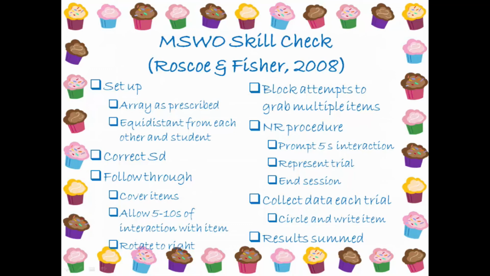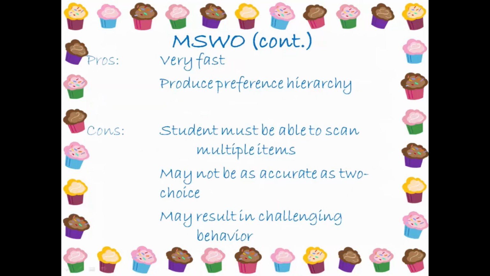For each trial, you'll collect data by circling the item and writing its name down. At the end, you sum your results to find your preference hierarchy. Just like with the other assessments, there are still some pros and cons. A pro is that the MSWO is very fast in producing a preference hierarchy. A con is that this assessment requires a student to be able to scan multiple items.